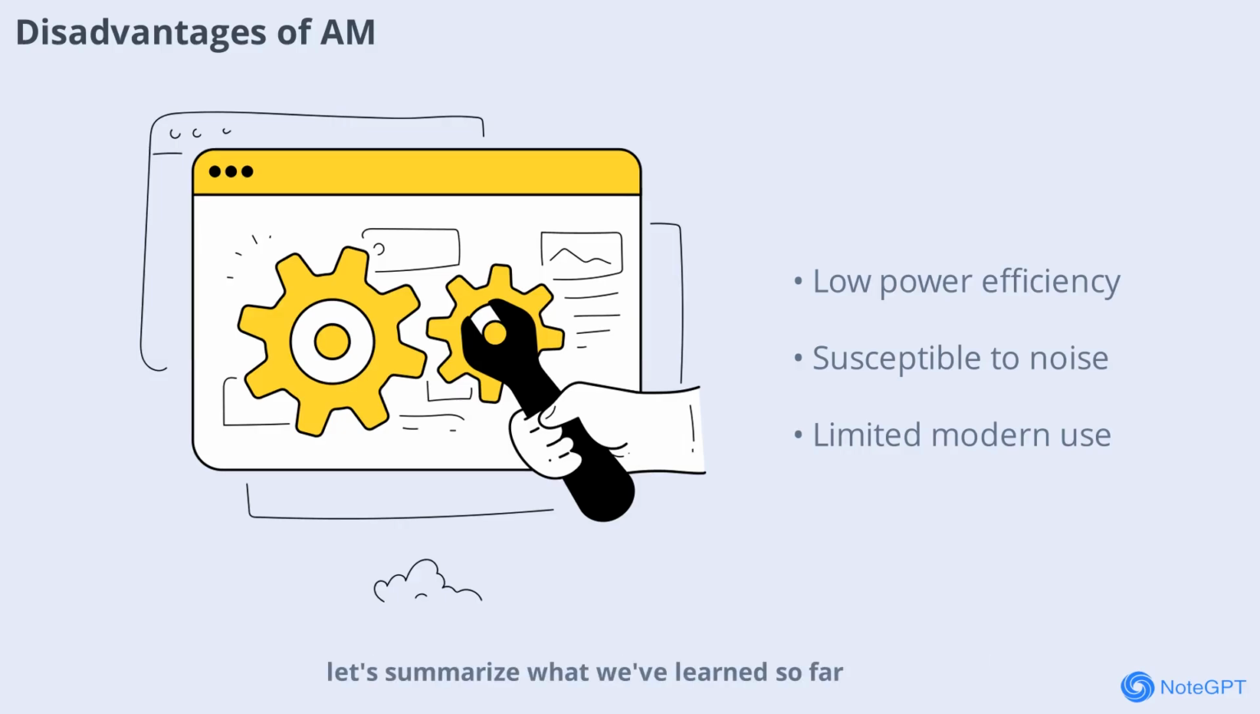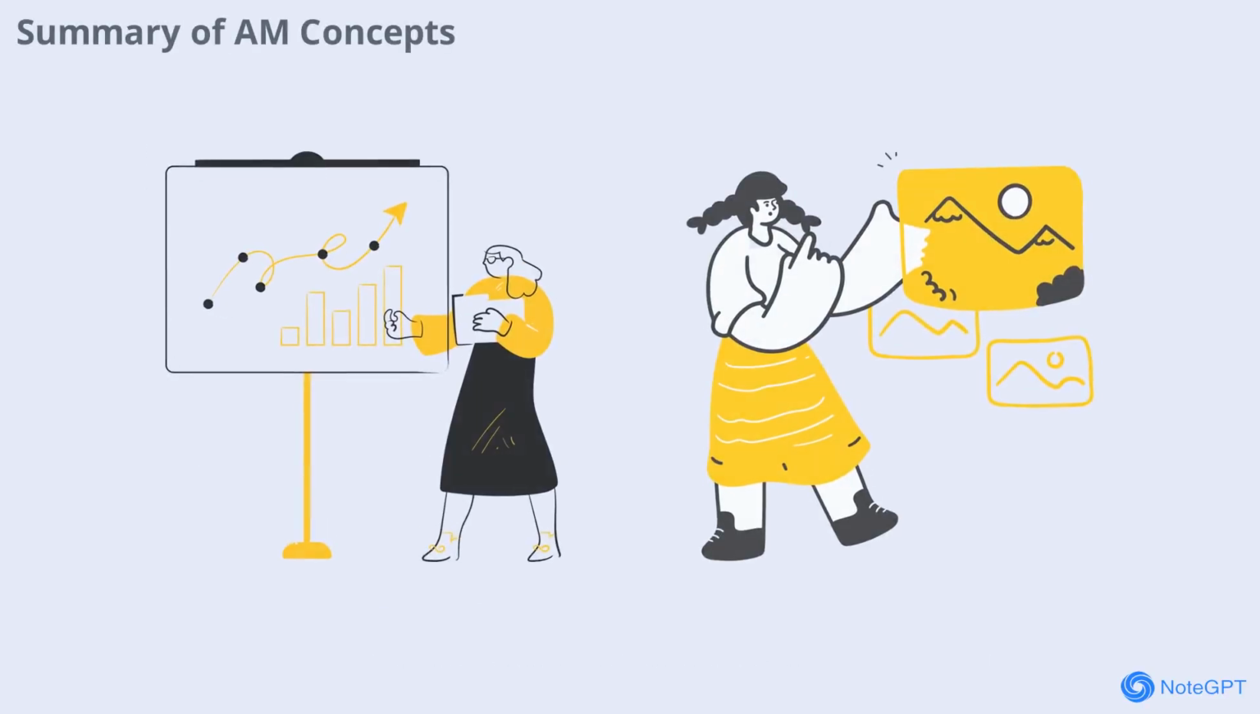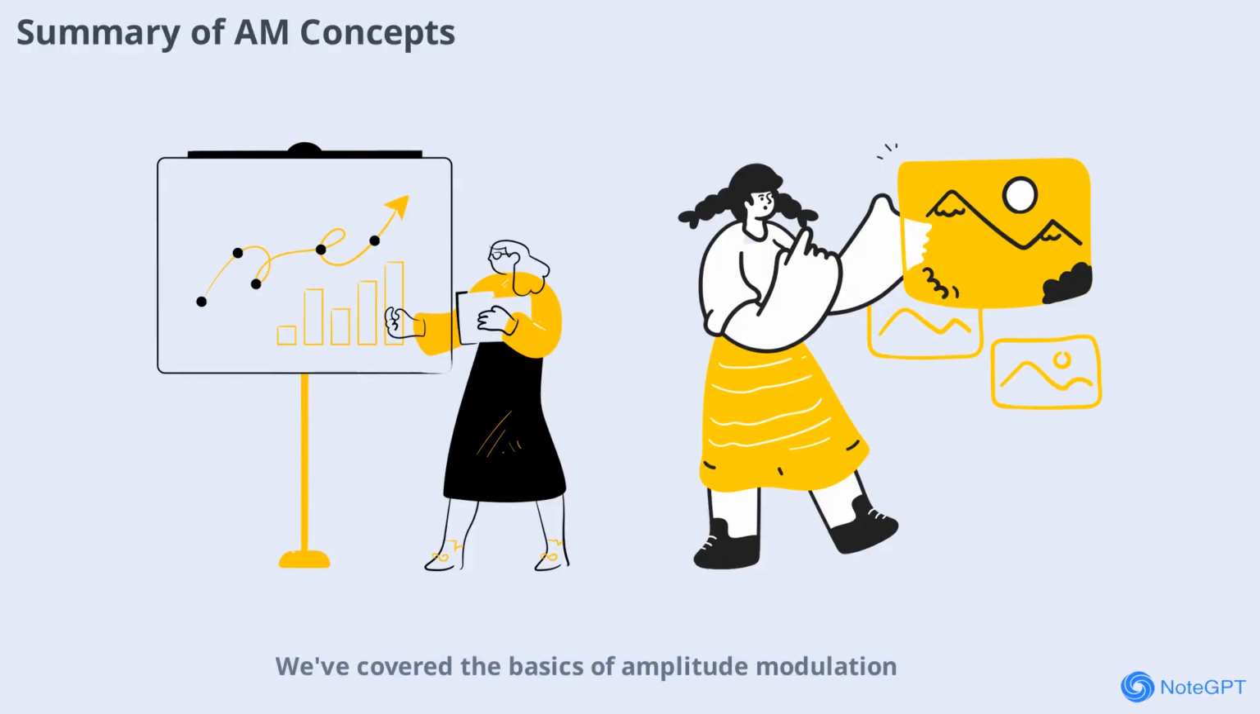Next, let's summarize what we've learned so far. We've covered the basics of amplitude modulation, including its time and frequency domain representations, modulation index, bandwidth, and power relations. We've also explored the different types of AM, methods for generating and detecting AM signals, and a variety of real-world applications. Understanding these concepts provides a solid foundation for further study in communication systems.